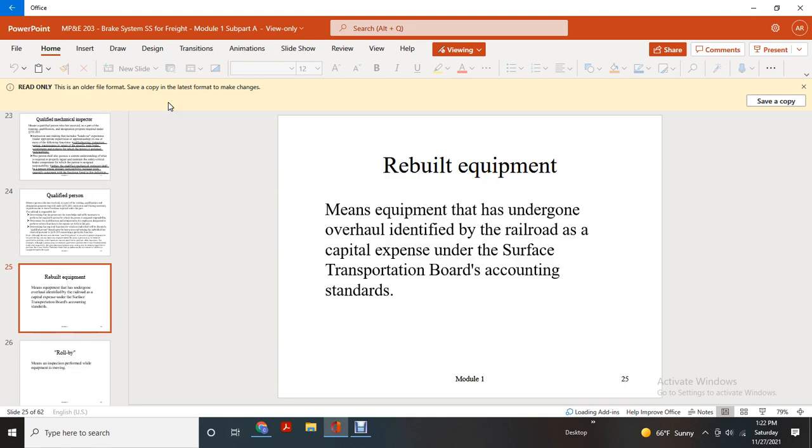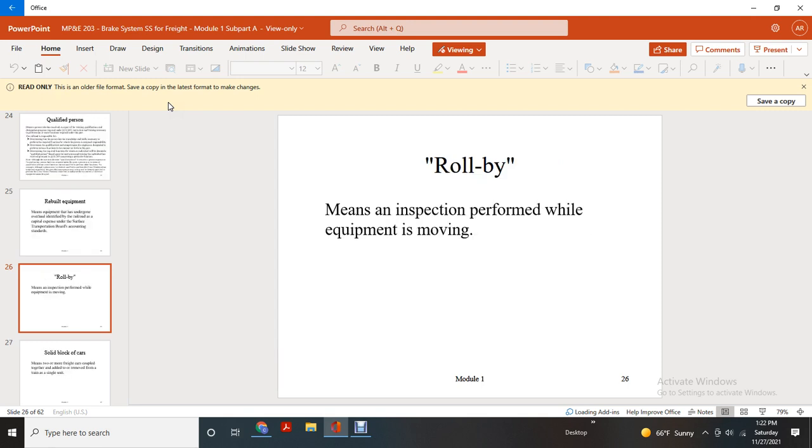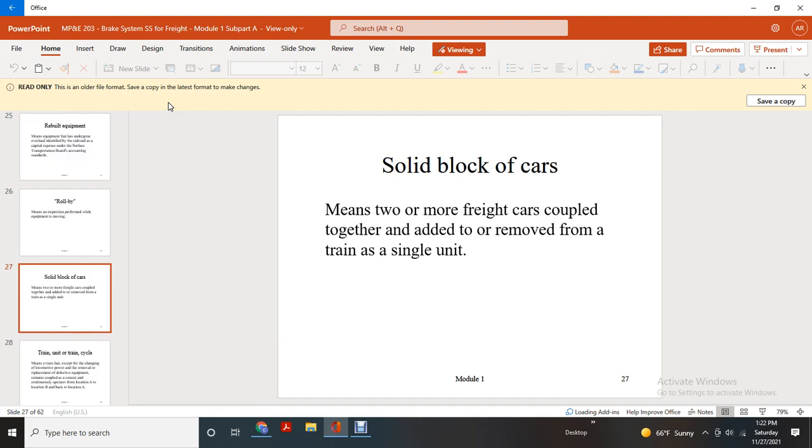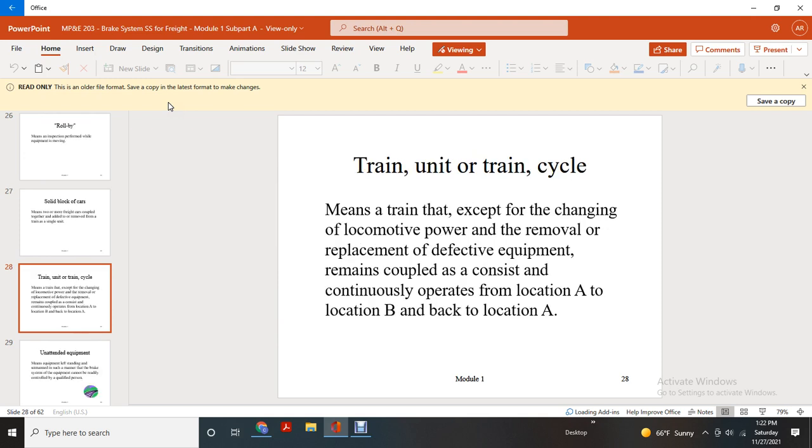Rebuilt equipment means equipment that has undergone overhaul and is identified by the railroad as a capital expense under Surface Transportation Board accounting standards. Roll-by inspection means an inspection performed by an inspector while the equipment is moving. Solid block of cars means two or more freight cars coupled together, added to or removed from the train, a single unit train, and unit train cycle.